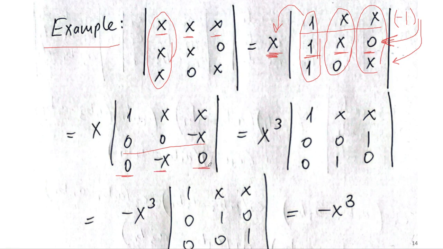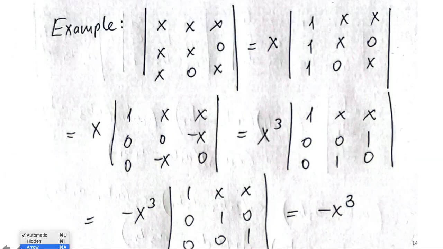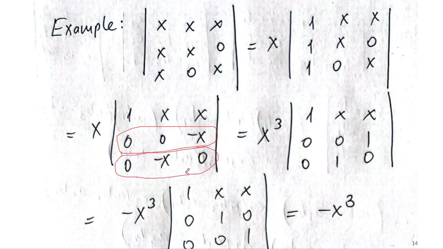And then you can do one more round of simplification. We can take out the x. Actually, we are taking out this x in the second row, and then taking out another minus x here. So minus x times x becomes x cubed, and the terms here become 0, 0, 1, 0, 1, 0.